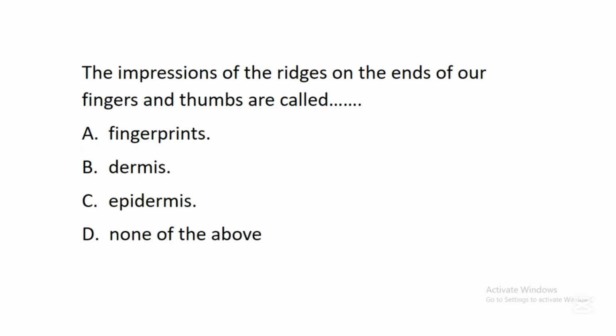The next question says, the impressions of the ridges on the ends of our fingers and thumbs are called dash. A. Fingerprints. B. Dermis. C. Epidermis. D. None of the above. In this question, the correct answer is A. Fingerprints. So fingerprints are impressions of the ridges on the ends of our fingers and thumbs.